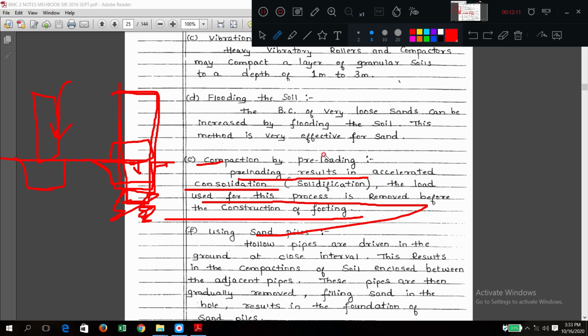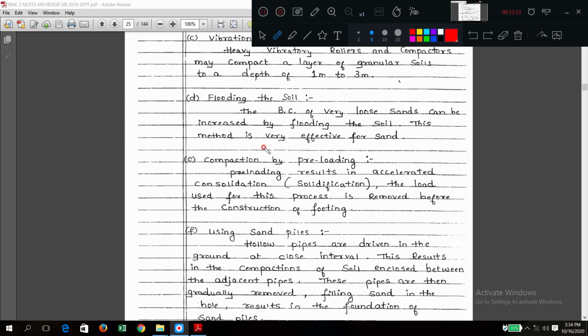So that is why, compaction by preloading means what? Before construction of the structure, that much load is put so that the soil will settle and compaction will take place, and then it is removed, and the actual structure will come here. So this is called compaction by preloading.